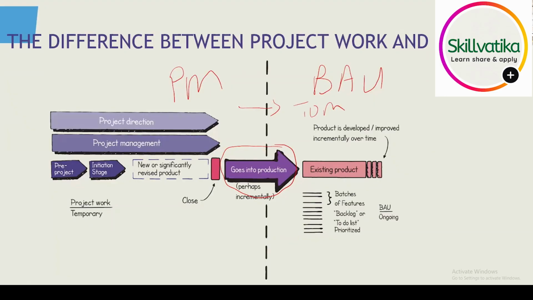Now, some of the other terms that we want you to be aware of is the following. You might need to make certain tweaks to that product, or in BAU, you could also have this concept of, I just underlined the word, backlog. So batches of features, a backlog, or a to-do list that is prioritized.